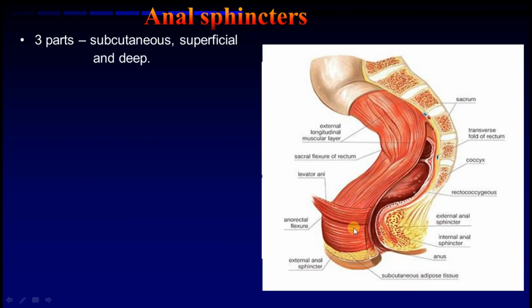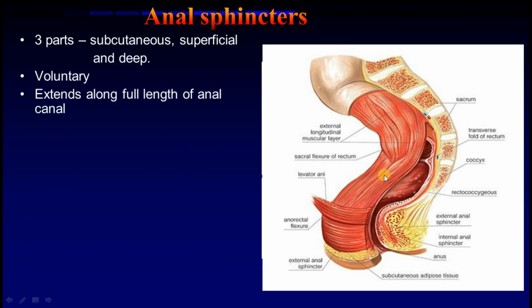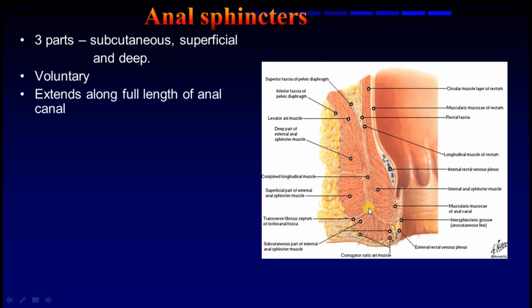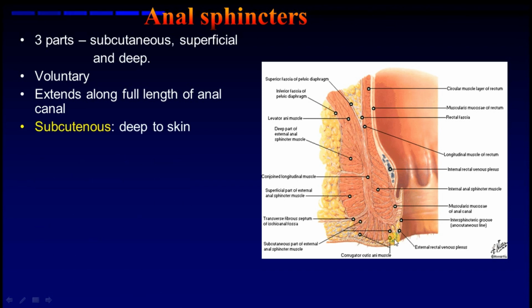Okay, so the three parts are actually voluntary and extend along the whole length, whereas the internal sphincter is seen only in the upper part, extending only up to the upper part of the anal canal. Here you are able to see the subcutaneous part, then the superficial part, and then the deep. Three parts of the external anal sphincter. Immediately deep to the skin, you see the subcutaneous part.